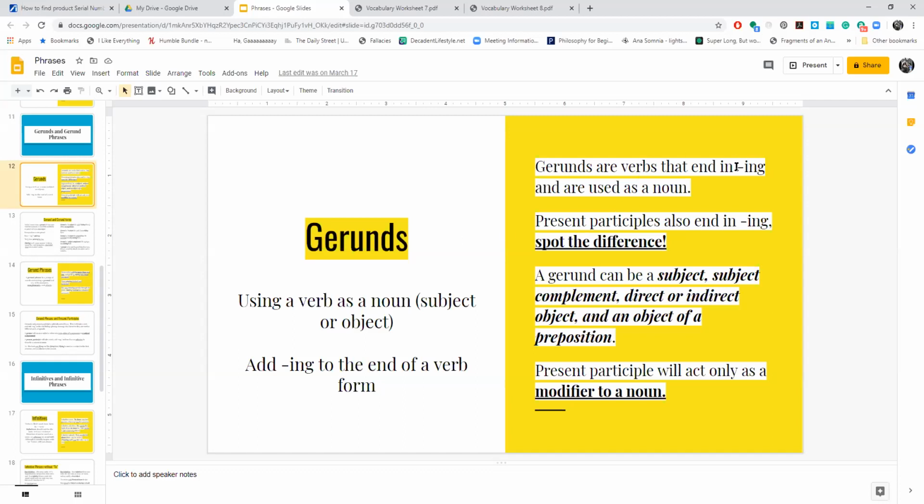So gerunds are verbs that end in ing and are used as a noun. Remember, present participles also end in ing, so there is a difference. A gerund can be a subject complement, a direct or indirect object, and an object of a preposition. A present participle will act only as a modifier to a noun. So it might be a sort of subject complement, but it will modify a noun. A present participle will modify a noun. A gerund will be used as a noun. So just remember that as we are going through this lesson.